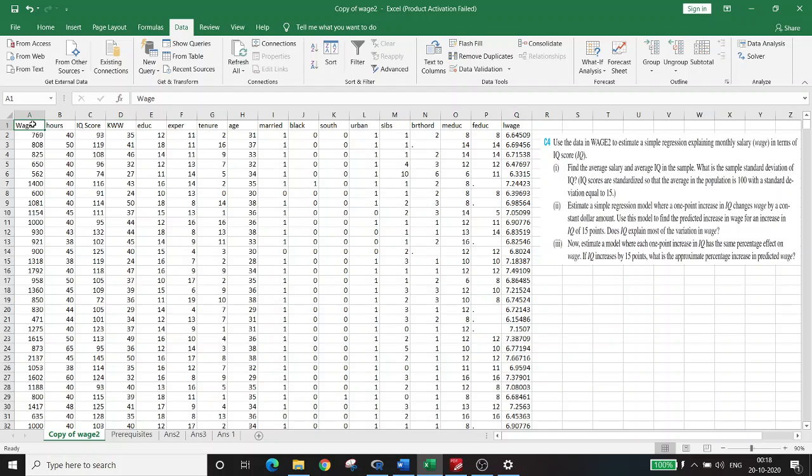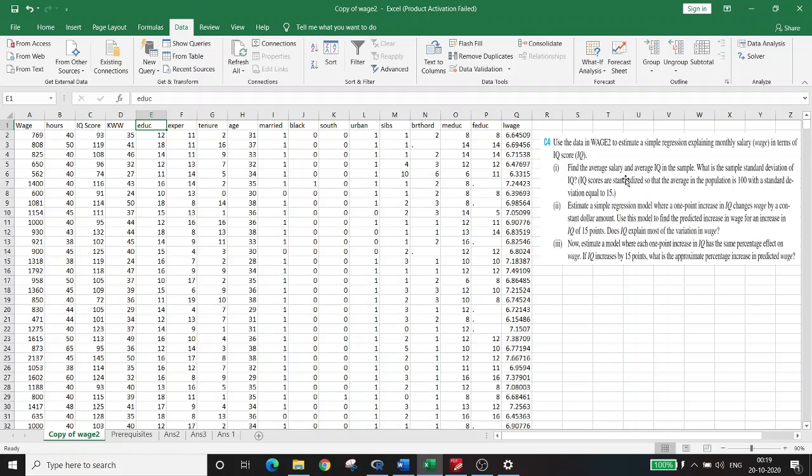So you have the wage earned by an individual, weekly hours worked, IQ score, education, experience, and so forth. I've also put the question here so that we need not go back again and again to refer to the question. So let us start solving the questions.